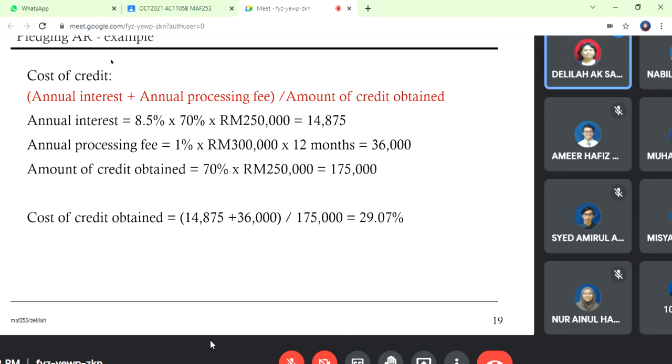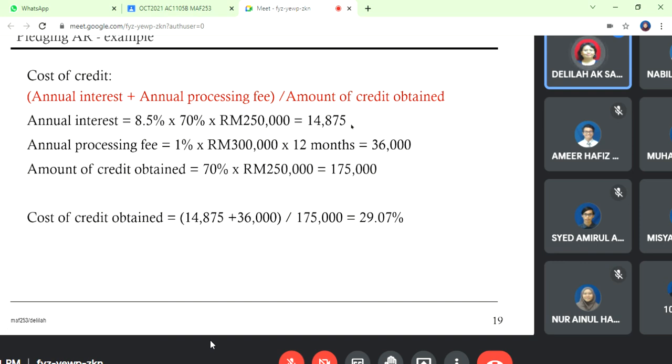Formula dia macam ni. The cost of the credit is the interest plus the processing fee divided by the amount of credit that is given by the bank, which they janji tadi 70%. So the interest 8.5% is the prime rate plus the interest 1.5. So the total annual interest is actually 8.5%. How much do you borrow? 70% of your accounts receivable. This is the borrowing, B.